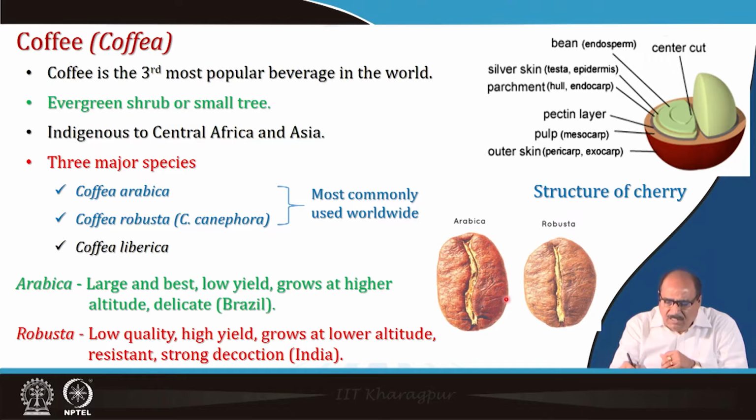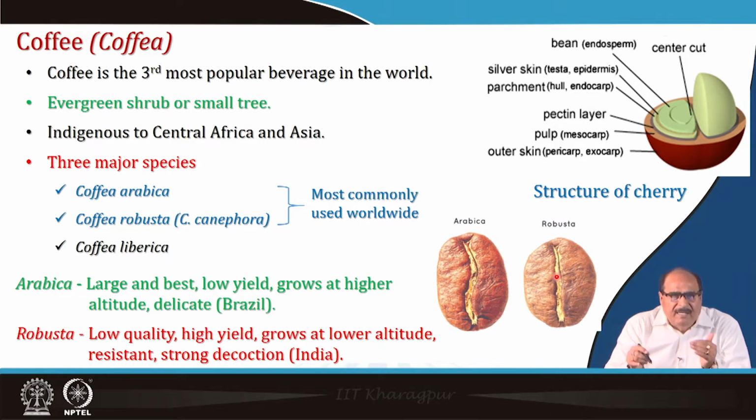You can see here in the figure what arabica and robusta coffee cherries look like. Arabica gives perhaps the largest and best quality beans. However, it has low yield, it grows at higher altitude, it has a delicate aroma, and it is mostly grown in Brazil. Brazilian coffees are mostly of the arabica variety.